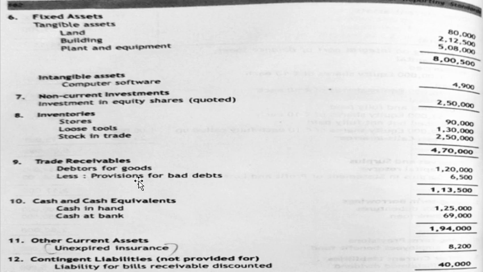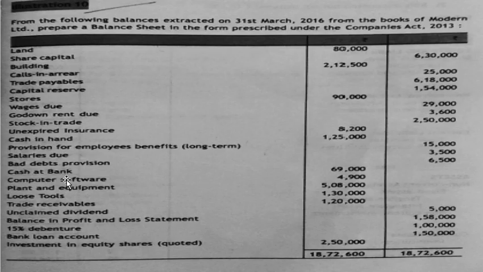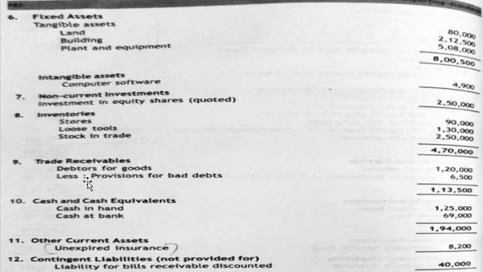Then we have trade receivables. Under trade receivables, we have debtors for goods, which is mentioned here in the question. So we have trade receivables, which is 1,20,000. Then we have the provision, that is bad debt provision, which is 6,500. So we will show in the working note: trade receivables, debtors for goods 1,20,000, less provision for bad debt 6,500. This provision can also be shown in short-term provisions, or it can be deducted from the related items. So which will give you 1,13,500.